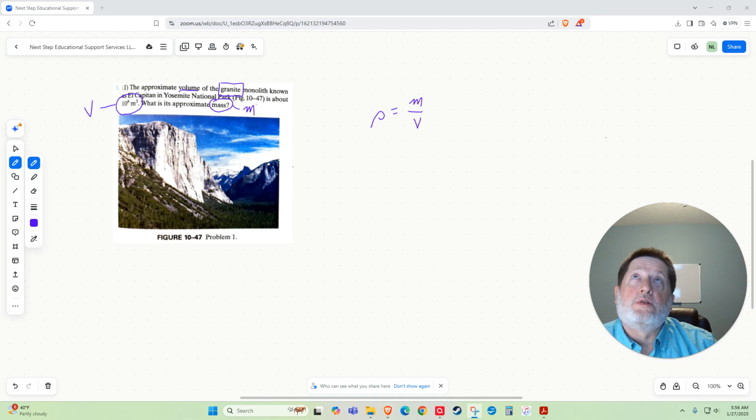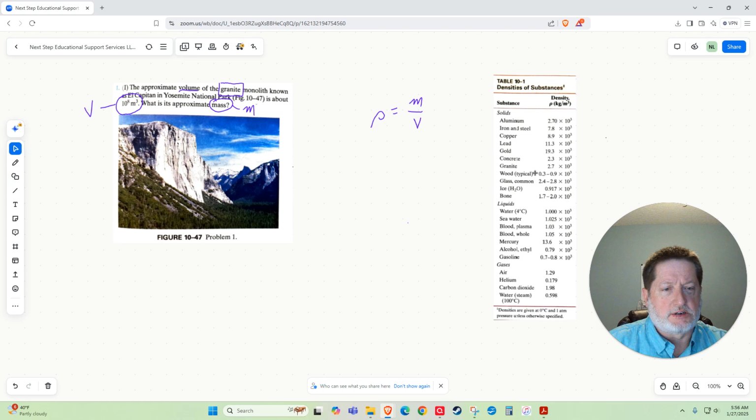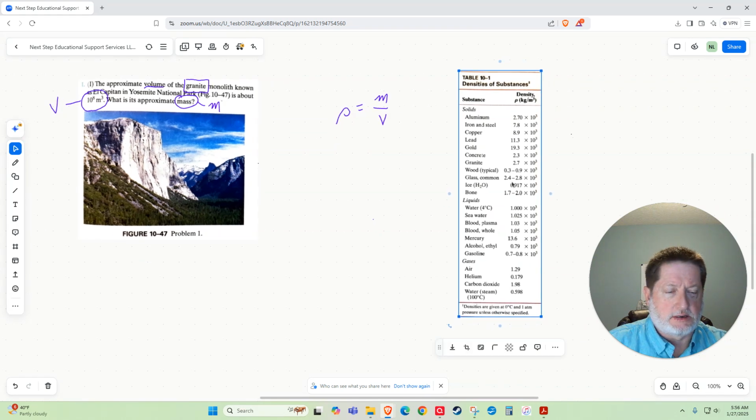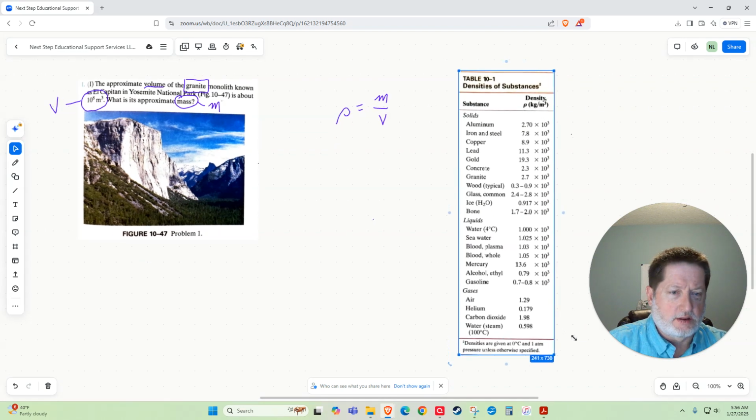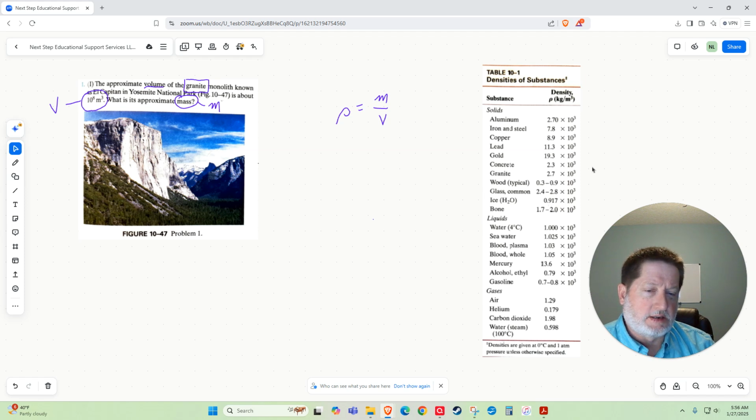If you flip back to an earlier page in the chapter, this is table 10.1, very early in the chapter. We can look up the densities of various substances. If you recall, the density is a function of the material. It has to do with the molecular density of the atoms. The vast majority of the mass, as you may know, is contained within the nucleus of each atom, and most of atoms are empty space. So the combination of those two values will tell you the density of the particular material.